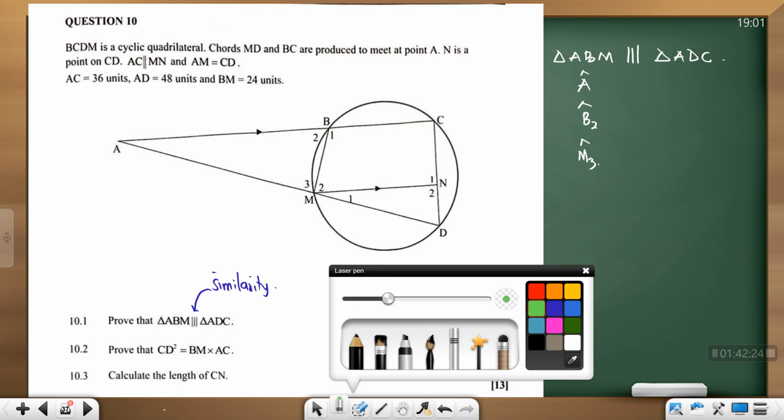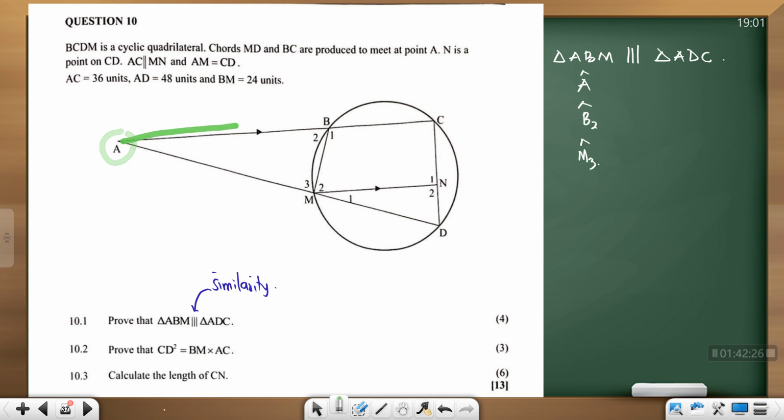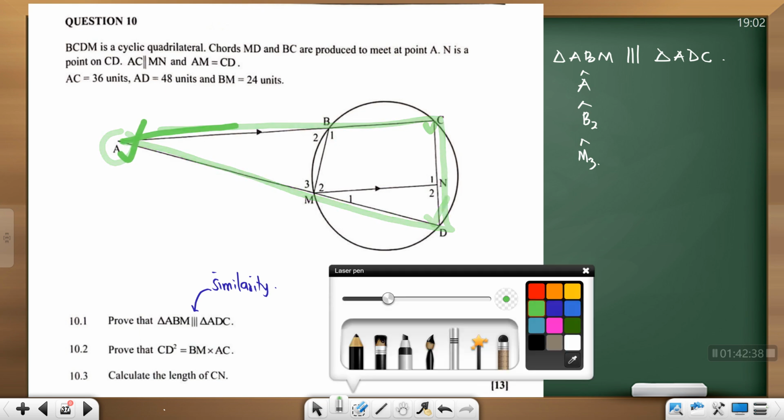Come, let's go. A. We move to, where's D? D. And we move to what? C. So what do you have? Angle A. Angle D. And make sure you list it in order, the way you were given. ADC.